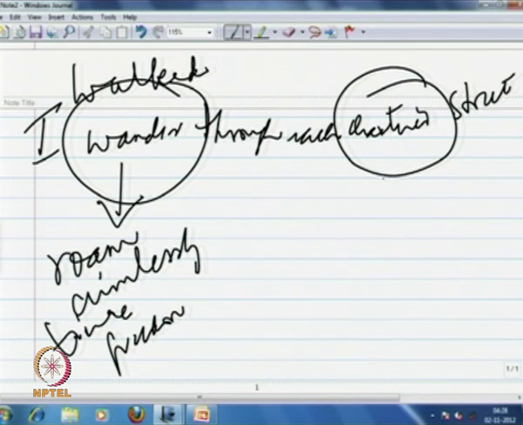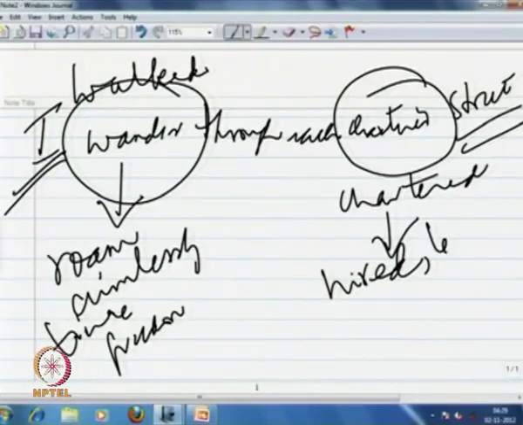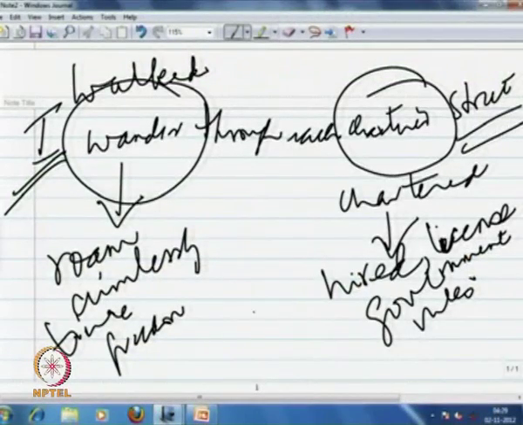Look at the word chartered, C-H-A-R-T-E-R-E-D, chartered. The street is chartered, the poet, the persona is not, okay. Chartered in the sense of hired, for instance, you talk about chartered flights, which are only meant for a particular person or a group of persons, right. Hired, and chartered also in the sense of having a license, which is again to do with government rules. Do you follow? Okay. So, I wander through each chartered street. Now, the two opposites that we may glean from here are these two, wandering and being chartered, right.